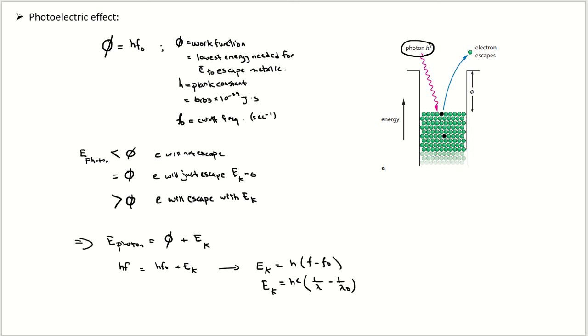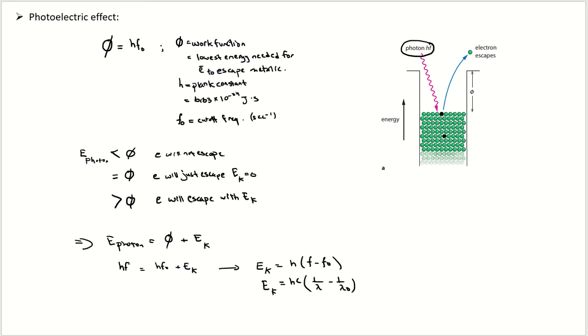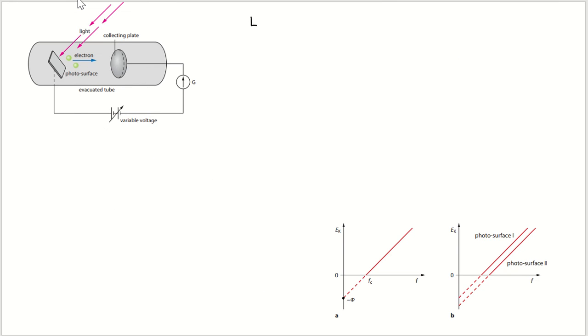Now, let's discuss this using graphs. If you look at this equation, the kinetic energy, which was the last equation that we have done, it's hf minus hf naught. If I want to find the kinetic energy of the electron which escaped, then all I have to do is to vary this voltage. So this is a battery with a variable voltage. And as I increase the voltage of this battery, the potential difference across these two plates is going to increase.